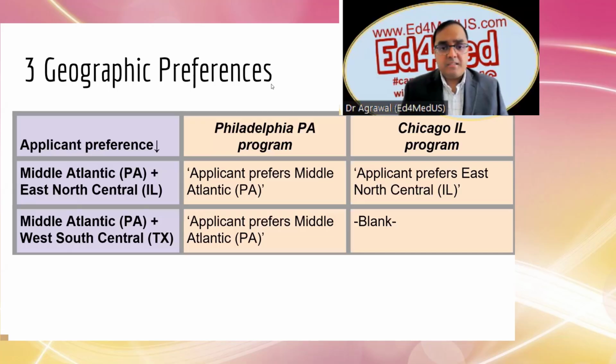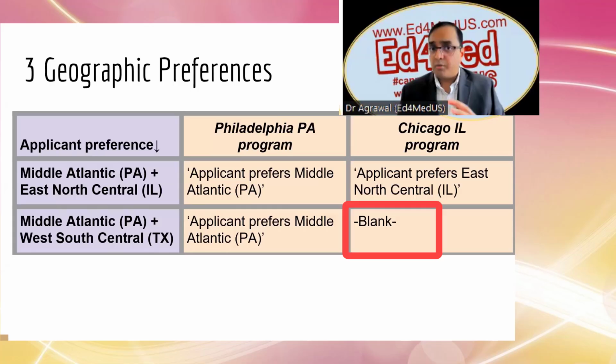Say the applicant did apply to these two programs, but preferred the Middle Atlantic and the West South Central, that is Texas. So here in this situation, the Philadelphia program will get the message: applicant prefers Middle Atlantic. Chicago is not going to get any information.